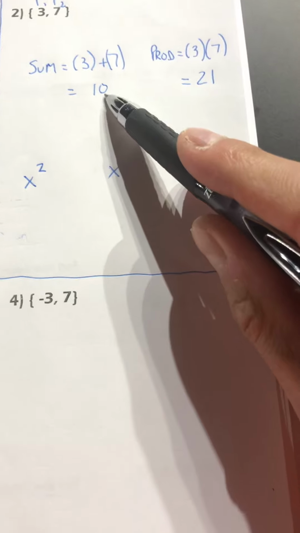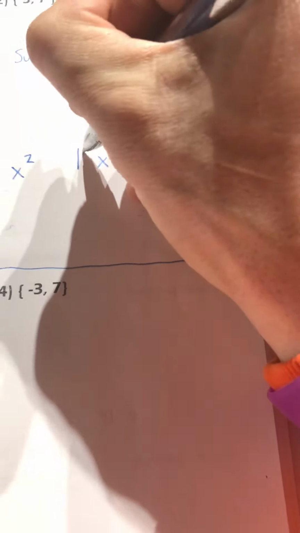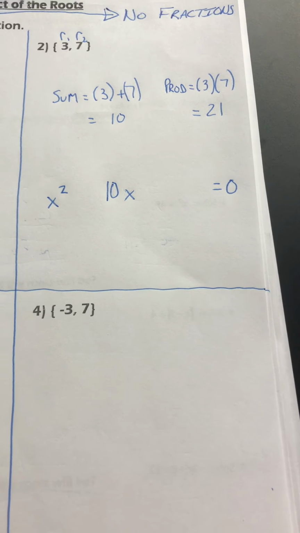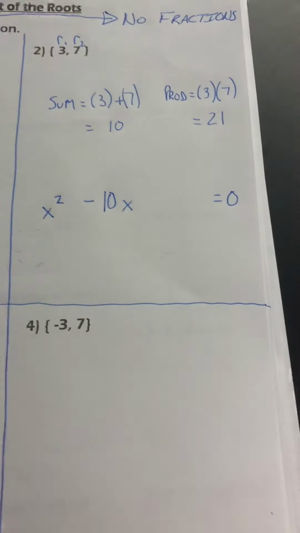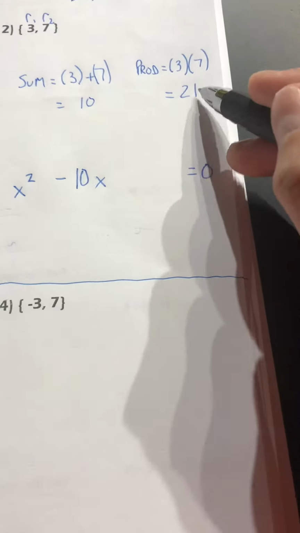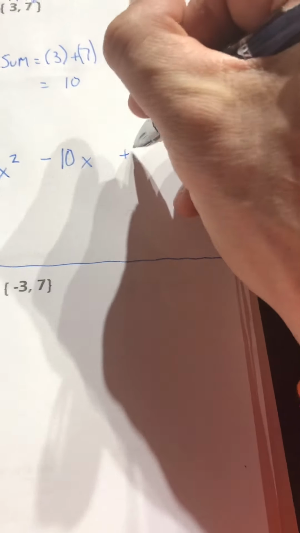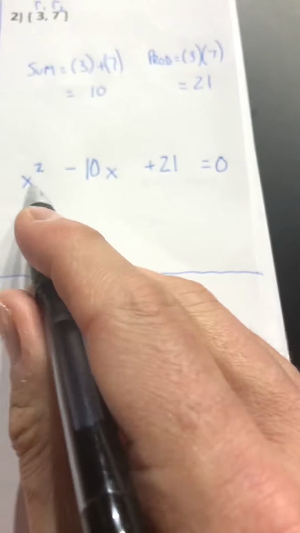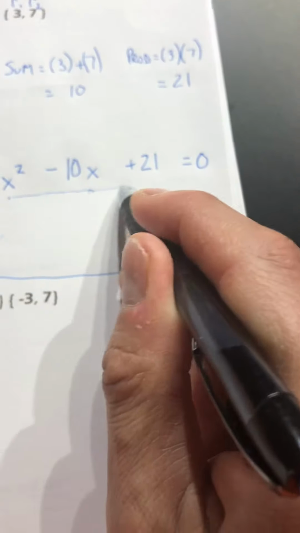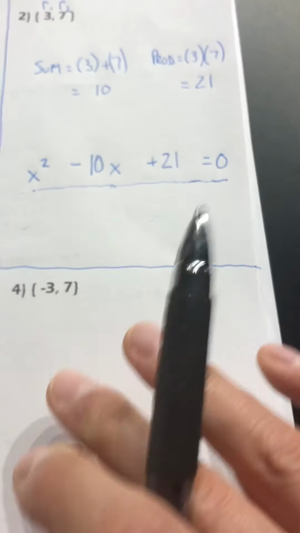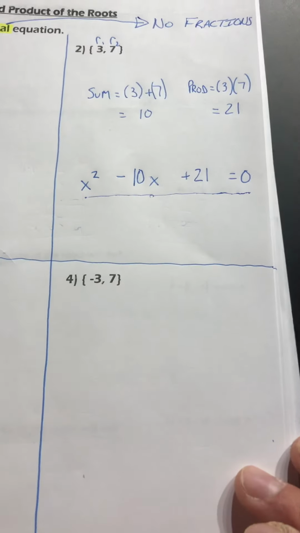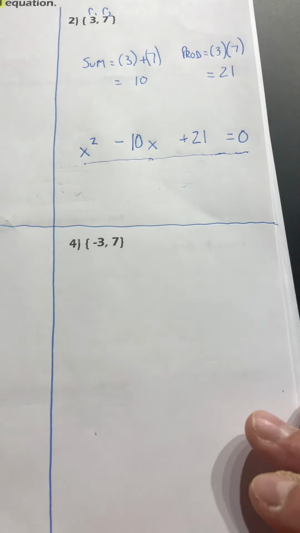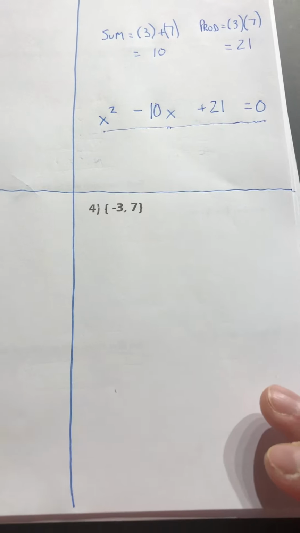All we're going to do is take this 10, bring it down here. Now, because the shortcut is negative b over a when we find the sum, we are just going to negate that b coefficient. We're going to bring down 21. So c over a is positive, so we don't have to do anything. So our answer is right here. That's our equation. Notice how none of the coefficients are fractions.